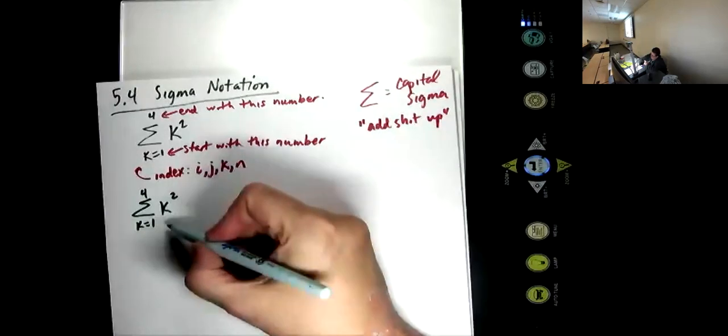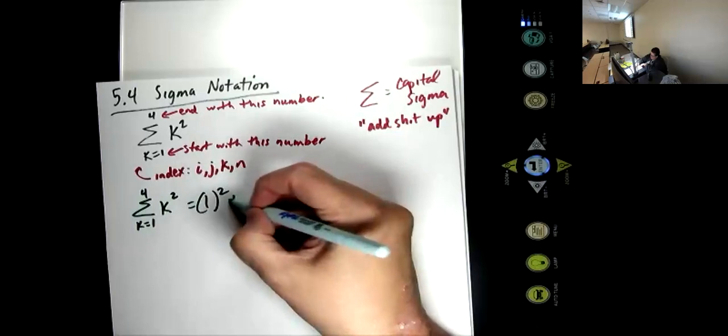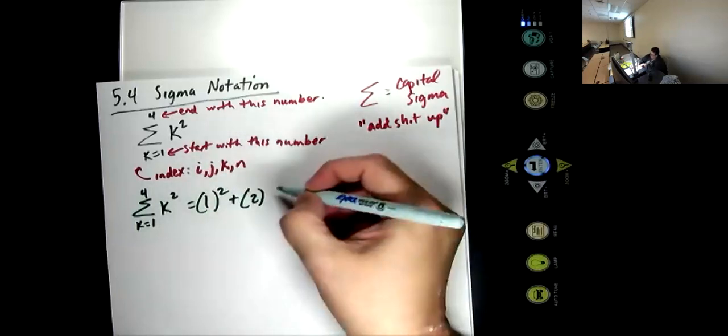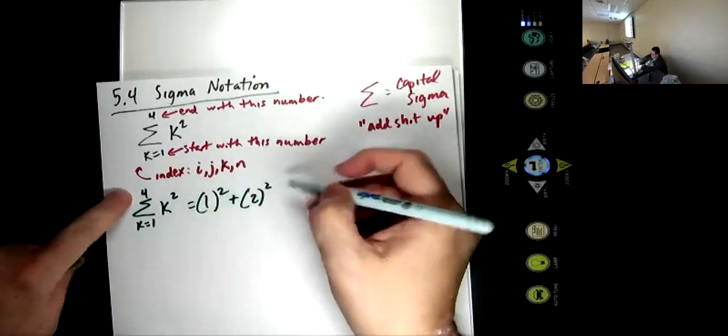So what it means is take that number, plug it in, and iterate. Go to the next number up. The next number up would be 2. I'm going to plug that in, and it's squared. And I'm going to keep doing that until I get to the number on the top.